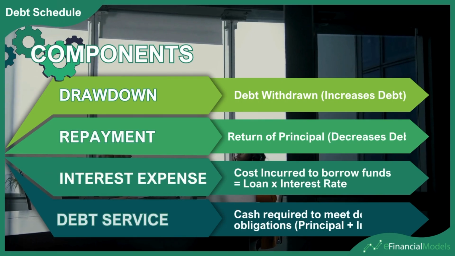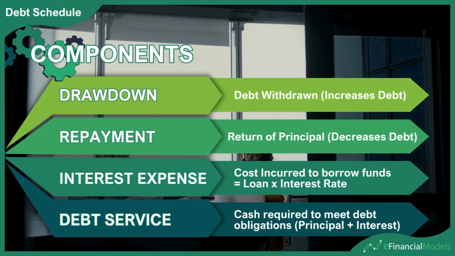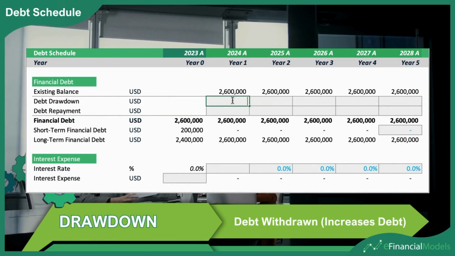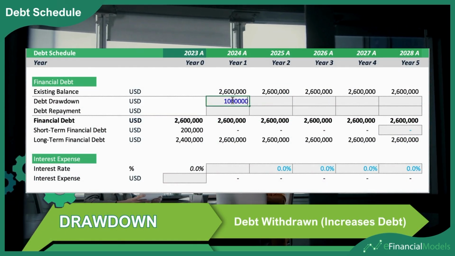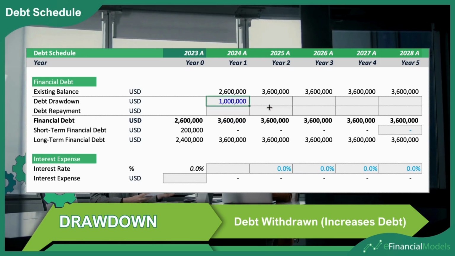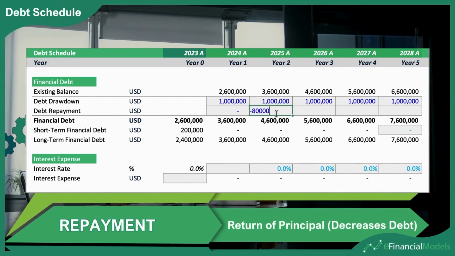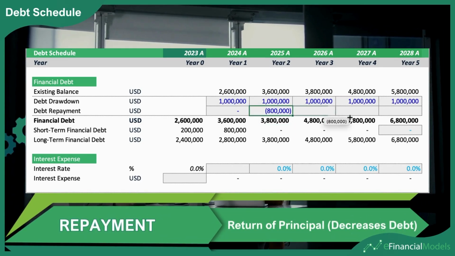The core financial components of a debt schedule include drawdown, repayment, interest expense, and debt service. Drawdown is the amount of debt that has been withdrawn or utilized from a loan facility in a bank. It represents the actual borrowing from a credit line, and not just the approved amount. Repayment is the scheduled return of principal to the lender over time.